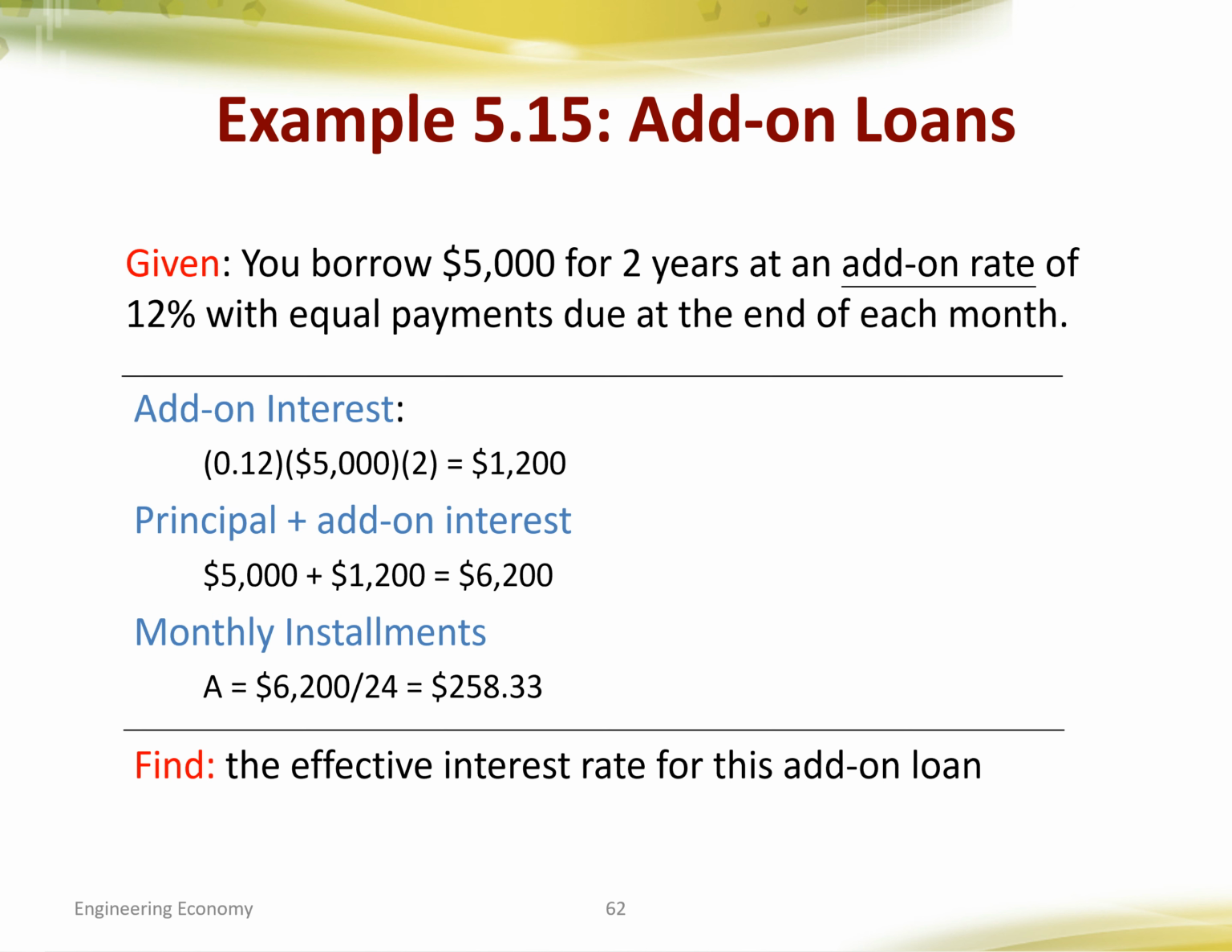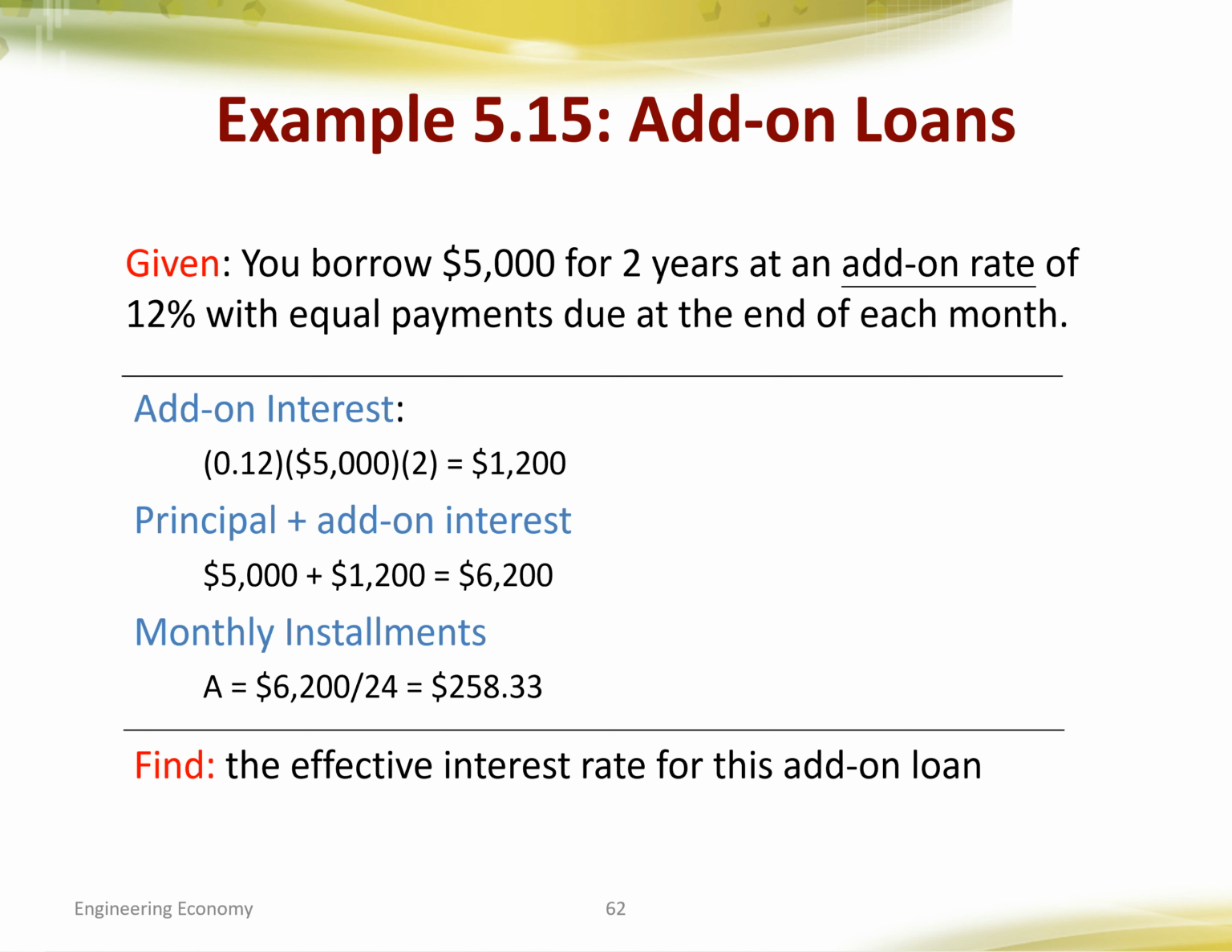For add-on loans, as I tried to hint, it is difficult to see the effective interest rate. Here we have an example. If you borrow 5,000 for 2 years at an add-on rate of 12% with equal payments due at the end of each month.